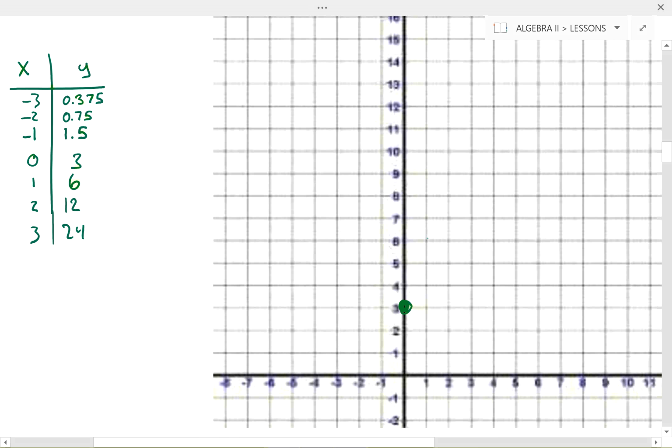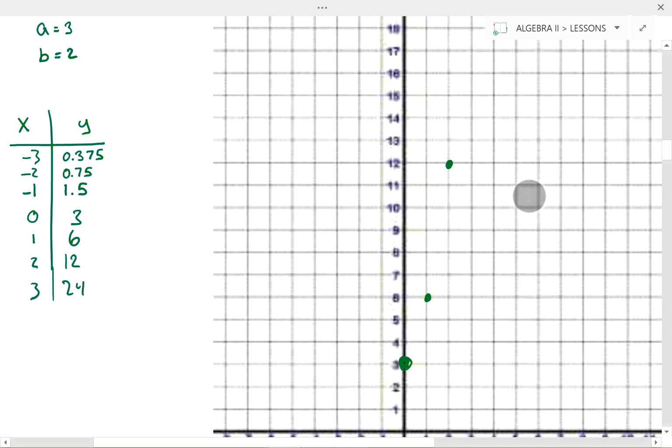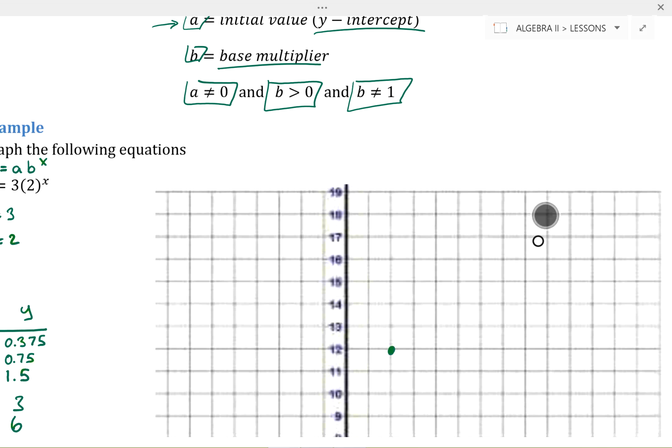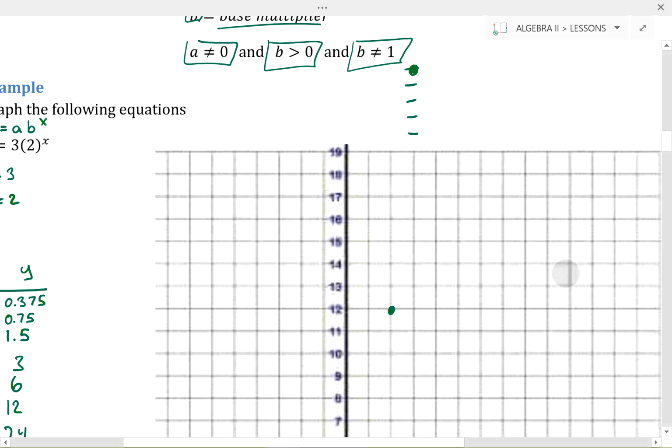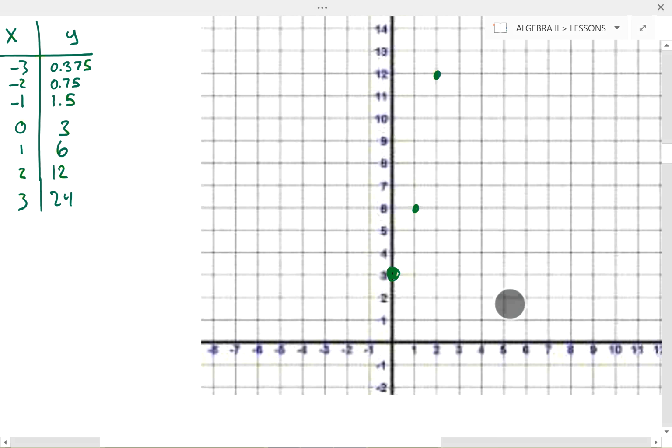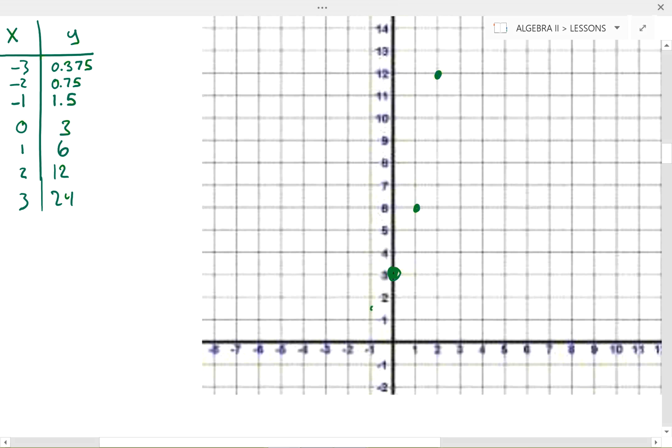I know I've got (0, 3), (1, 6), (2, 12), and (3, 24). This goes up to 19. Here's 20, 21, 22, 23, 24 as our other point way up there. And then we also have (-1, 1.5), (-2, 0.75), and (-3, 0.375).